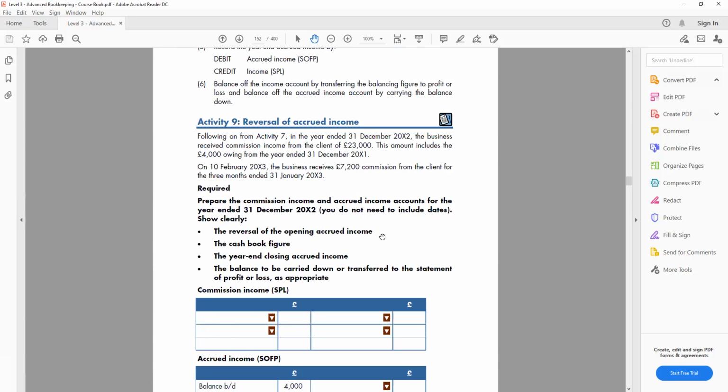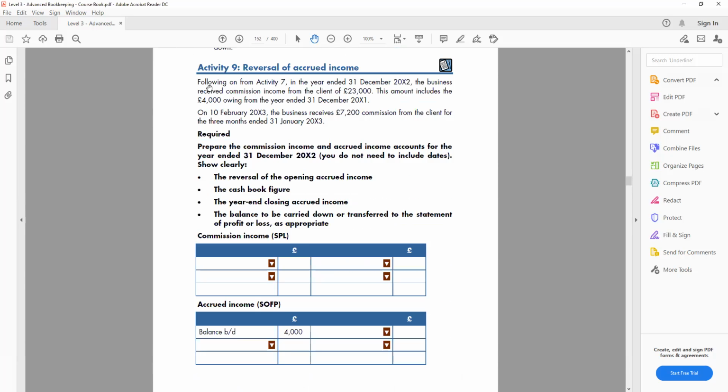Let's have a look at one example of how we do the reversal. Reversal of accrued income. Following from activity 7, so following the last activity, in the year 31st December 2002, that is next year, the business received commission income from the client of 23,000. So we received a total of 23,000. And inside the 23,000, we have 4,000, isn't it? This amount includes 4,000 owing from the last year. Yes, you can see that.